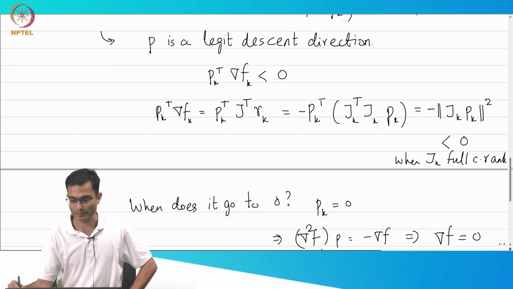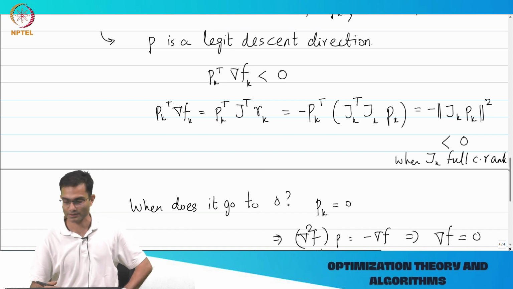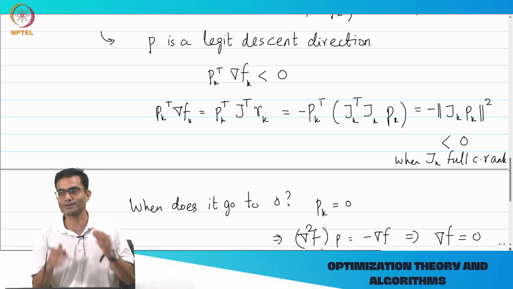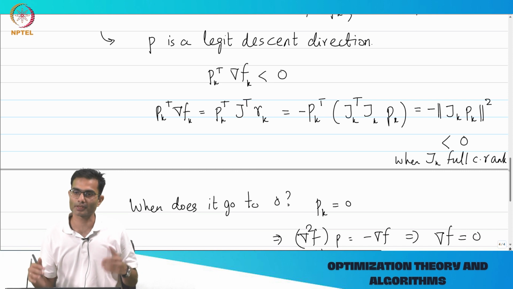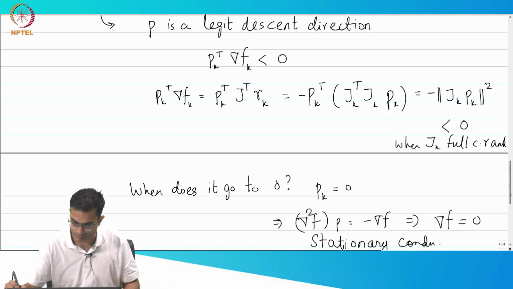We knew that it is going to be a legitimate descent direction. We see that it is a legitimate descent direction because J is full column rank. So when it actually goes to 0 is when my iterations have come to an end, because it can only go to 0 when my grad f is 0.